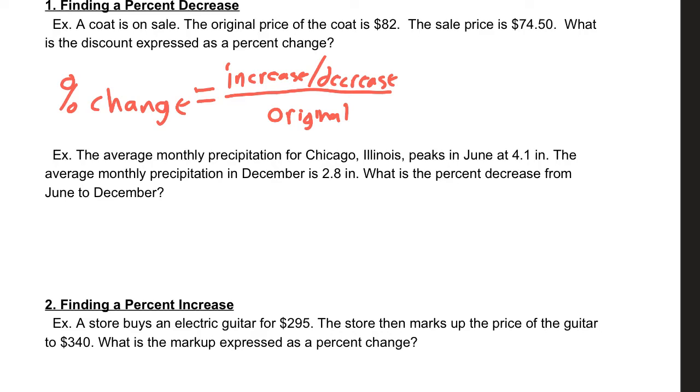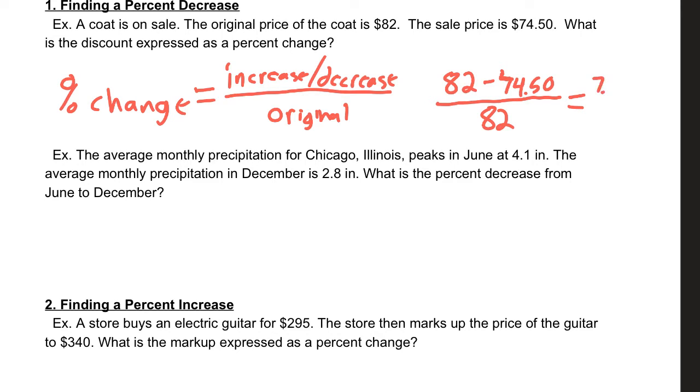So in this situation, to find the increase or decrease, we're going to take the original amount, $82, minus that $74.50. And then we're going to divide that result by the original amount of $82. So to find your increase or decrease, always take your original amount minus the new amount.